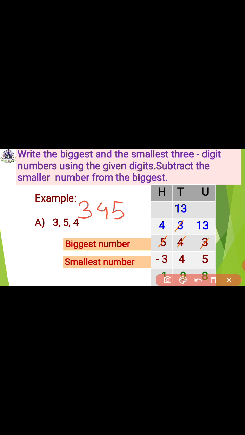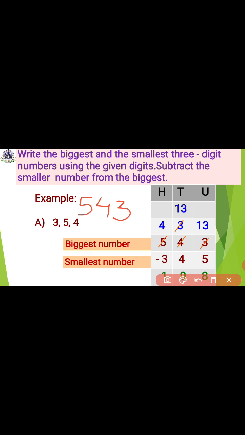Now we'll make the biggest number. So in this 3, 5 and 4, 5 is the biggest number. Then we will write the smaller number and then we will write the smallest number. So we have got the biggest number, that is 543. So now we will keep these two numbers in proper order. First we will write the biggest number on the top. We will write the digits in proper homes, that is in units, tens and hundreds. So first we will write 543 on the top. Downside we will write 345.